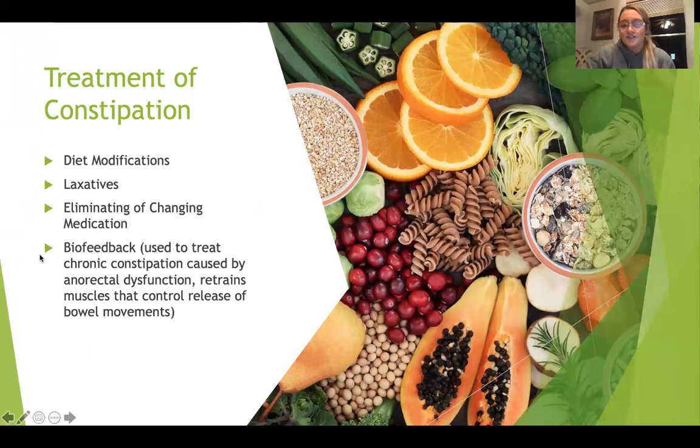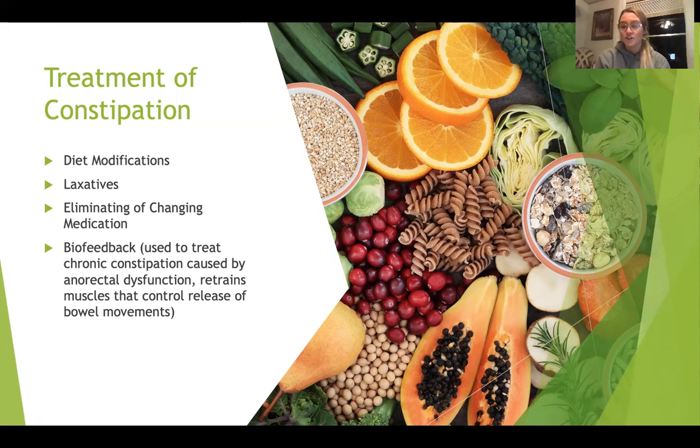Luckily, with constipation, there's a wide range of things that you can do to treat the issue. Diet modifications, including more fiber in your diet. On the right here, I've included a picture of different sources of fiber. I love to get fiber from quinoa, whole grain pasta, and leafy greens. Oats are also a great source of fiber, and they can really help treat constipation. It's better to do that rather than going straight towards using laxatives, but laxatives are another treatment for constipation.